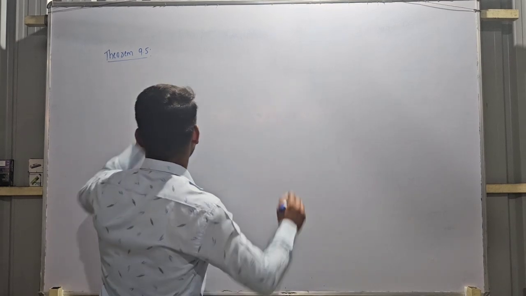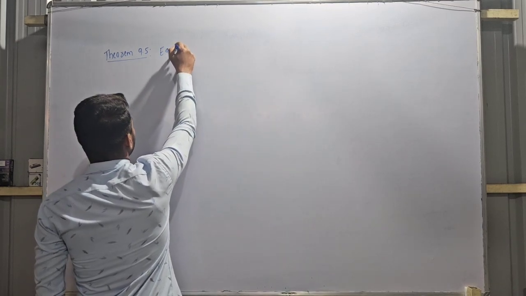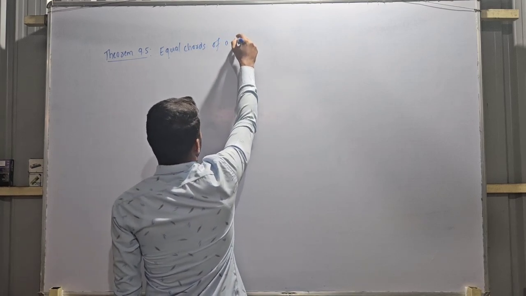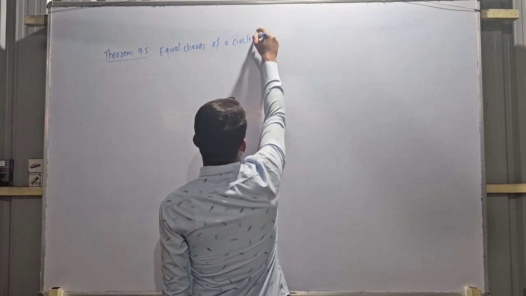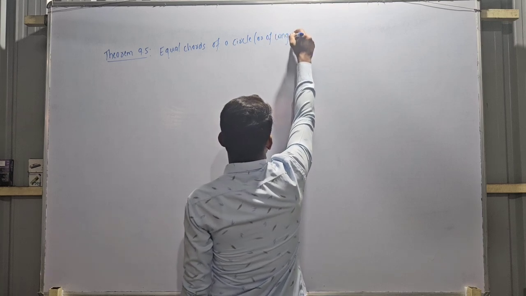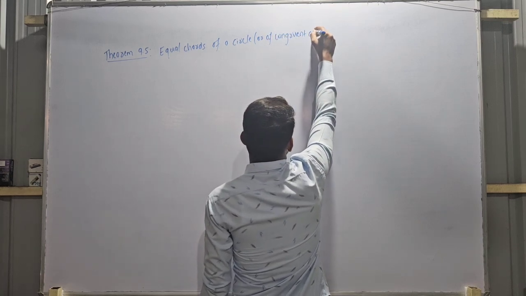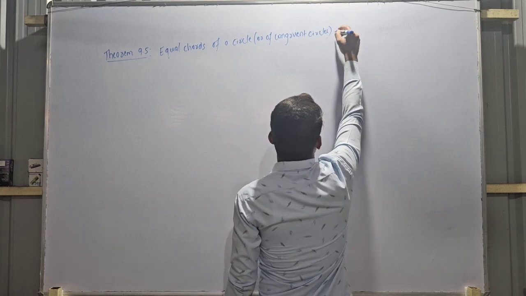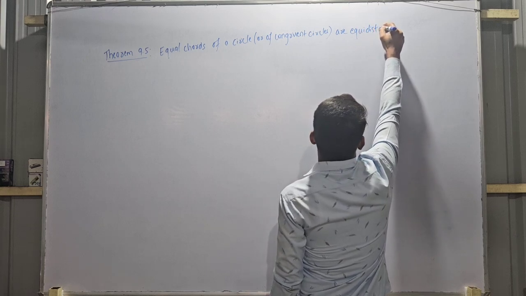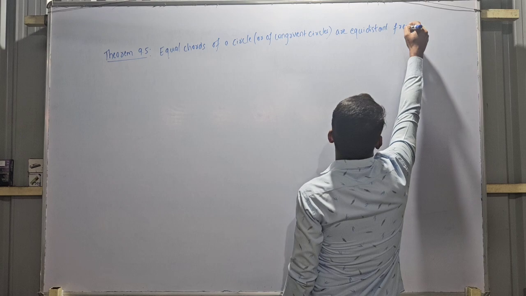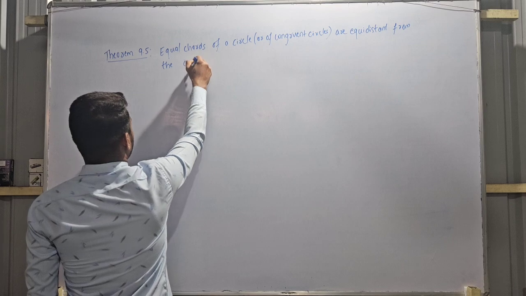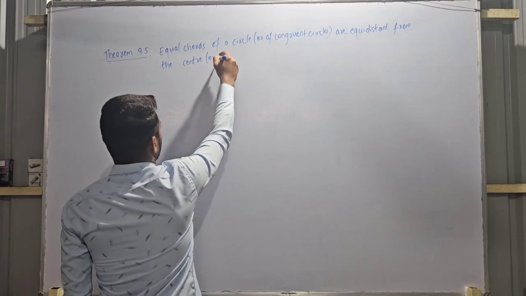Theorem 9.5 states that equal chords of a circle, or of congruent circles, are equidistant from the center, or from the centers.